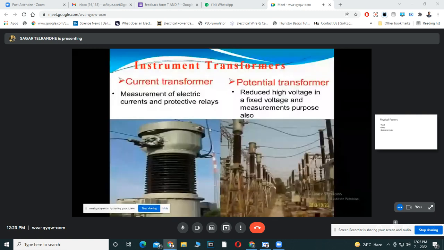Current transformers and potential transformers. Measurement of electric currents and protective relays is done by the current transformer, whereas the potential transformer reduces high voltage to a fixed voltage, also for measurement purposes.